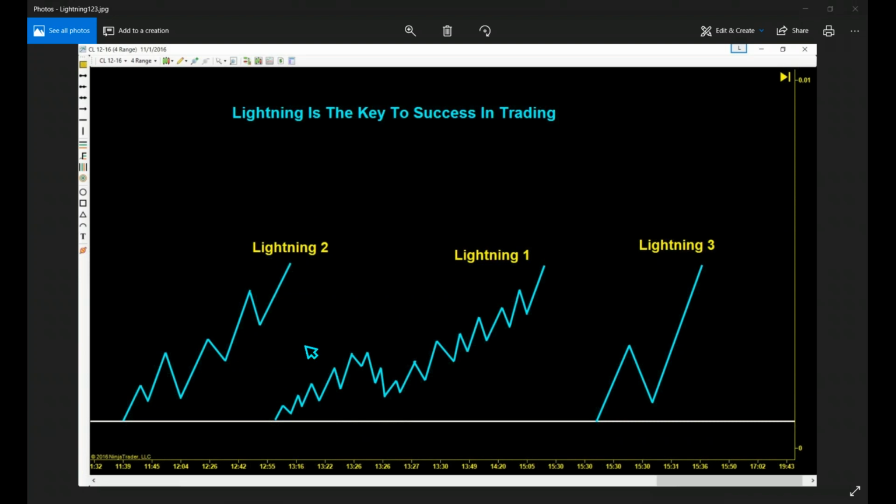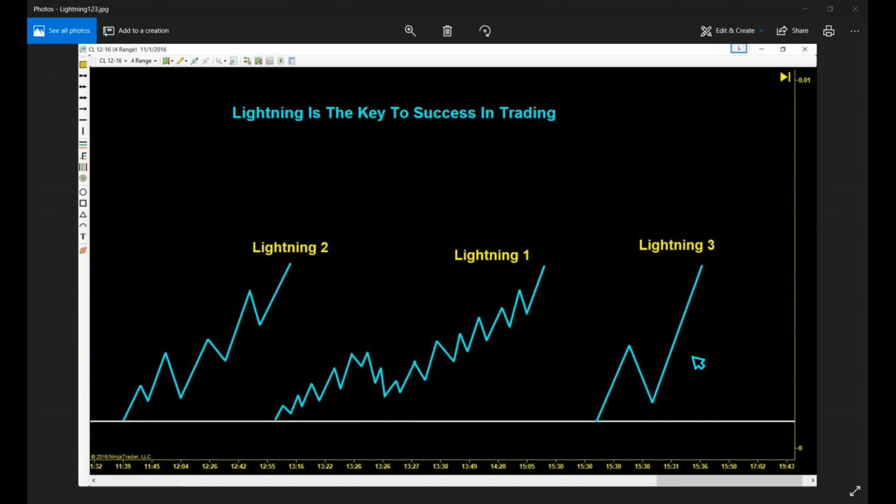Okay? And as long as you're stair-stepping upward, to give an example, you're going to just keep moving your stop, moving your stop, moving your stop. Okay? Lightning 1 is a really minor lightning. Lightning 2 is a little bit larger lightning. And lightning 3 is a lot larger lightning. Okay? And this is your overall trend right here. Let's go to one more.